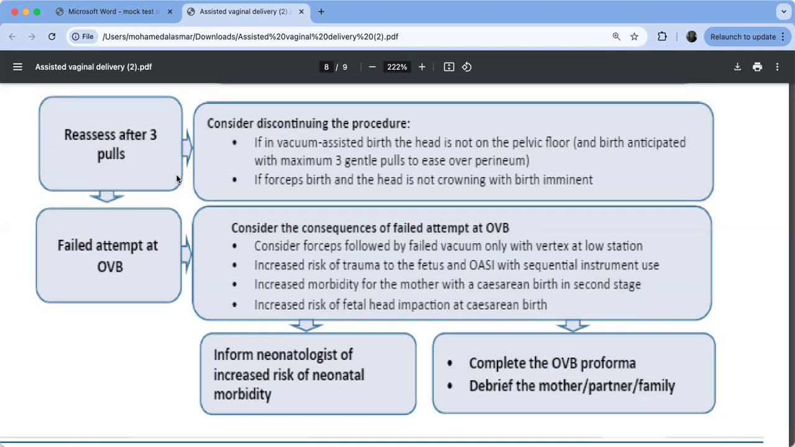What if the instrument is applied correctly, there is no problem, and here we speak about vacuum or forceps, and you are pulling down now? So when you are pulling, when to consider discontinuing the procedure? Number one, if in vacuum-assisted birth, the head is not on the pelvic floor. What is the meaning of head on the pelvic floor, my friends? So I tell you that 3 pulls are done with the vacuum, and it descended from 0 to +1. What will you do?